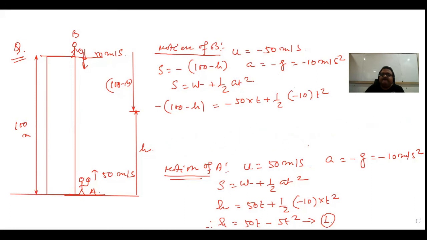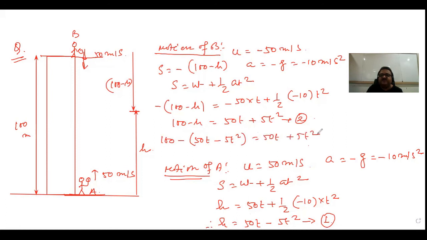Okay. Now, take the negative sign common from all sides. Okay. So 100 minus h. This is 50t, and this is what? Plus, this gets cancelled, 5t square. This is equation number 2. Now, let me do one thing. Put the value of h from equation 1 in equation 2. So if I do that, 100, this is 50t minus 5t square. And this is 50t plus 5t square.